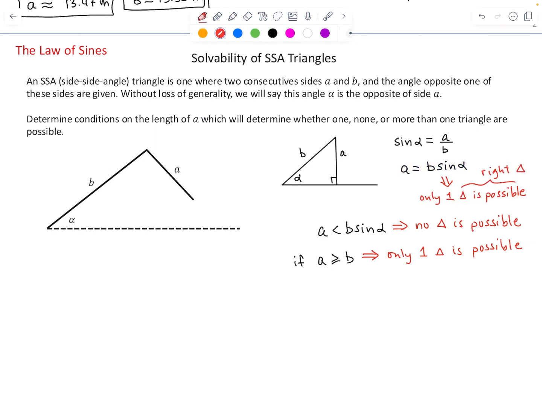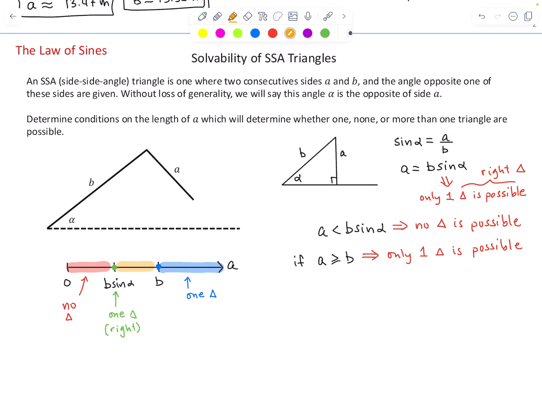So if we explore our different values of A on a number line, we don't want A to be any less than 0. Here's when we take on the value B sine alpha. B will have to be more than that because alpha is acute and sine of alpha therefore is less than 1. We see what happens when A is B sine alpha. We get one right triangle. We see over here that if A is less than this, then no triangle is possible. If A is B or more, then only one triangle is possible, which leaves a gap between B sine alpha and B. This gap right here will be the values of A for which two triangles are possible.